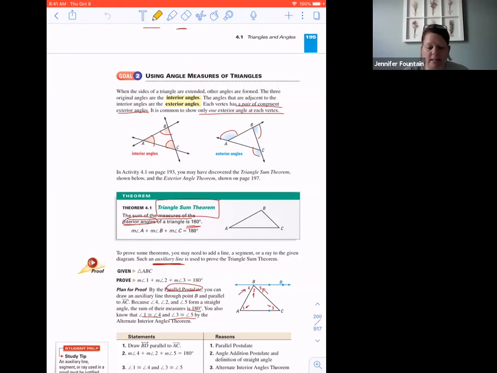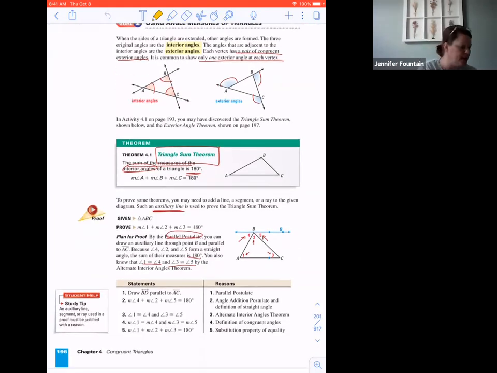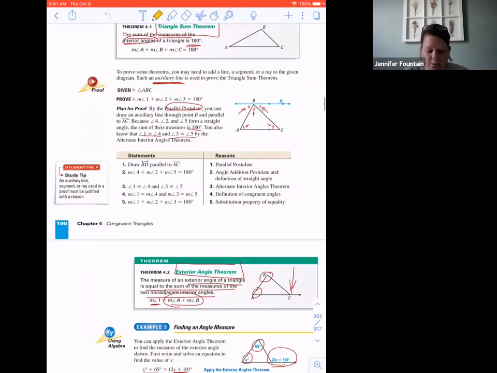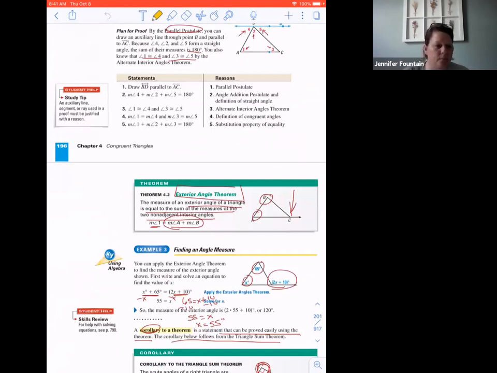We looked at, on page 196, the triangle sum theorem, where we learned that angle plus angle plus angle equals 180 degrees. Exterior angle theorem again: one of the things about the exterior angle theorem was that the outside angle is equal to the sum of the two interior angles, okay?